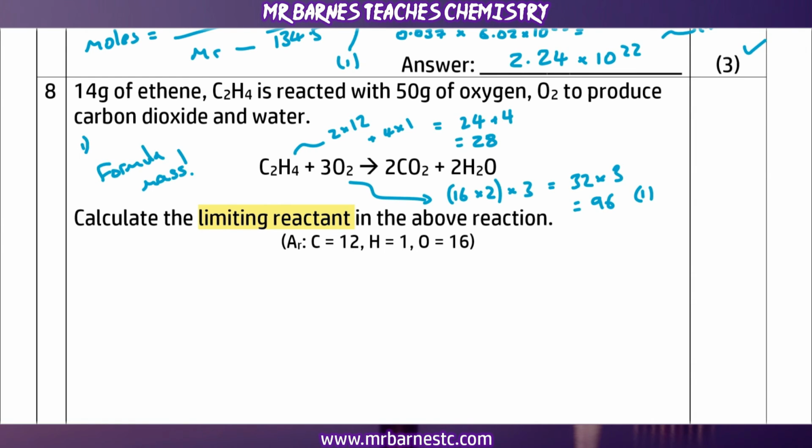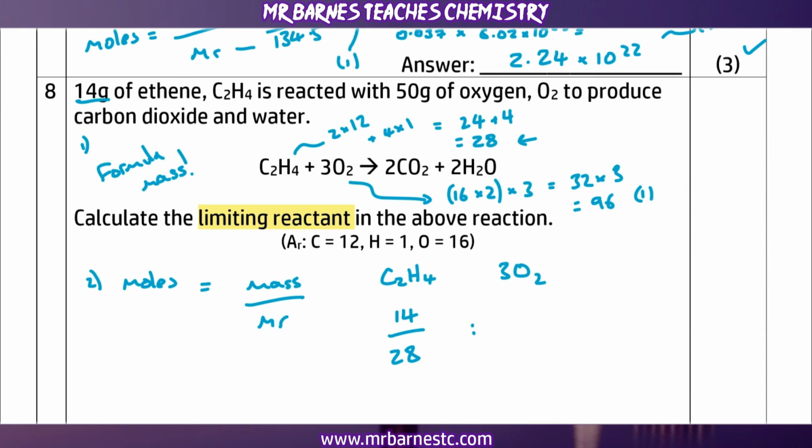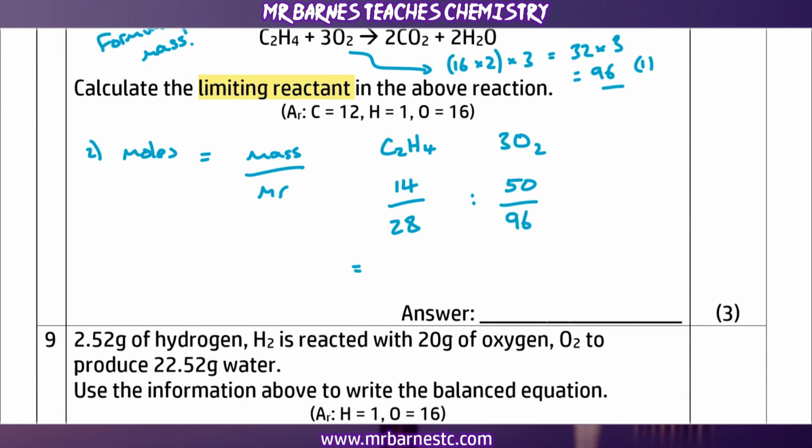Second step, work out the moles for each. Take the mass, 14 grams for ethene, divide it by the Mr I've just worked out, which is 28. Oxygen, do the same, 50 divided by 96, which comes out to 0.52. The smallest one is my limiting reactant, which in this case is C2H4, ethene.